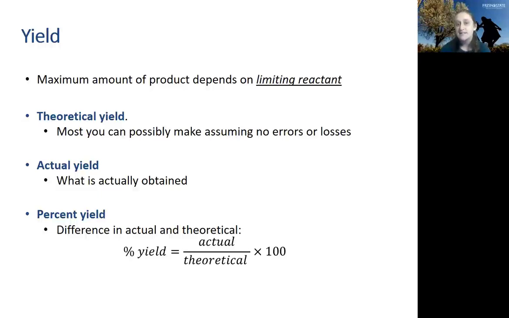The percent yield is then the quantification of the difference in that actual and theoretical yield. And because we talk about it as a percentage, we just multiply that value by 100. The only thing to be careful of here is that your yield values are reported in the same units, because you have to have the units cancel.